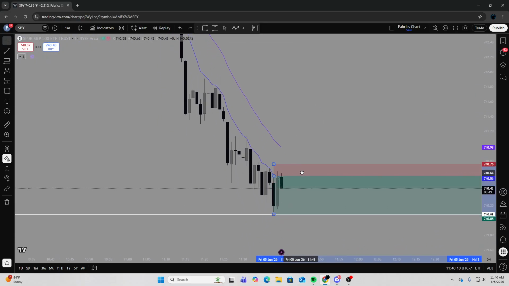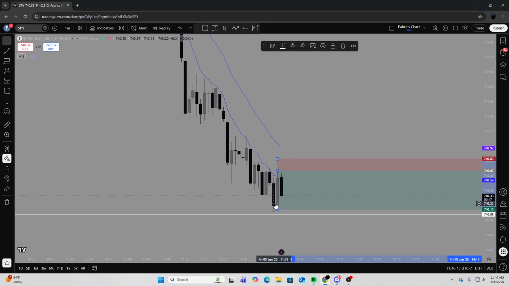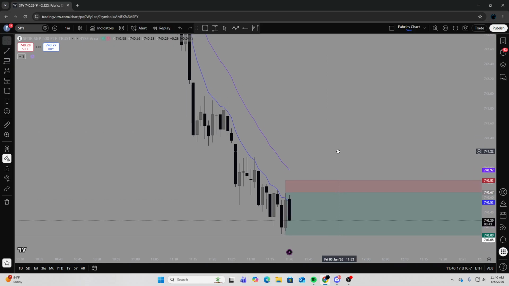I think I should have waited for here. This would have been the entry, and then this would have printed. You guys know how to trade, or you guys probably don't know. That was just a bad example, whatever, because there was no entry.